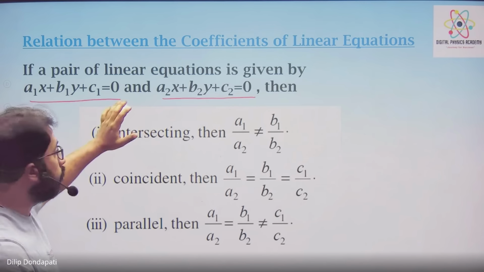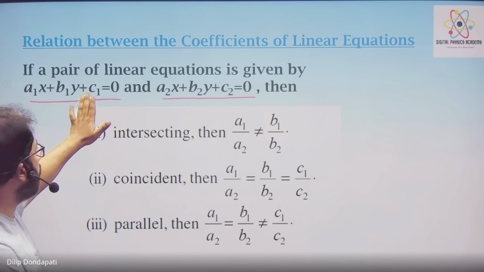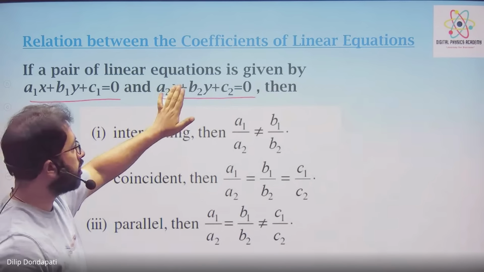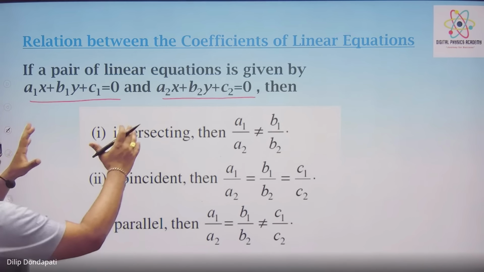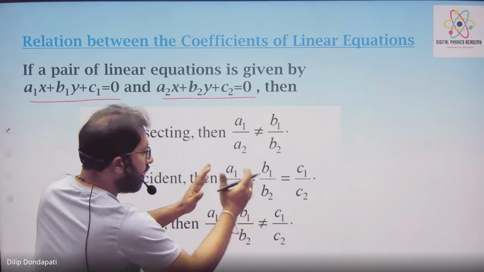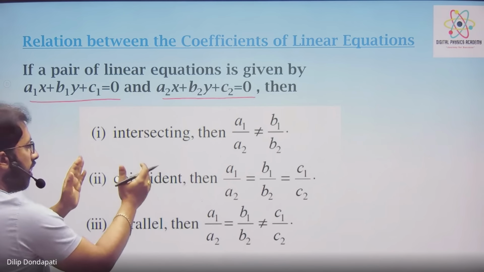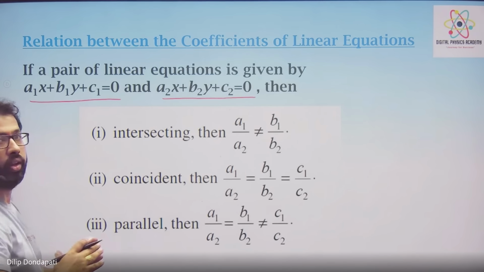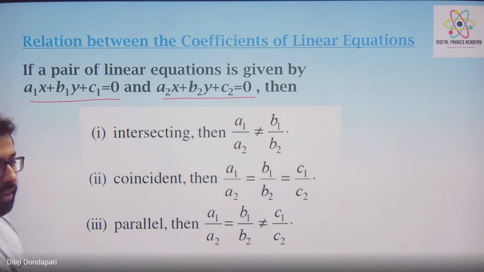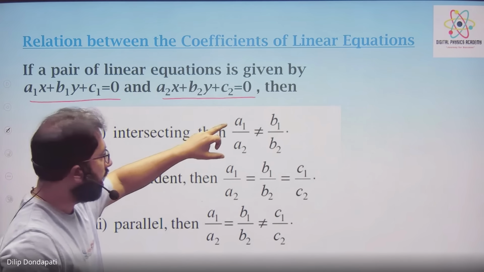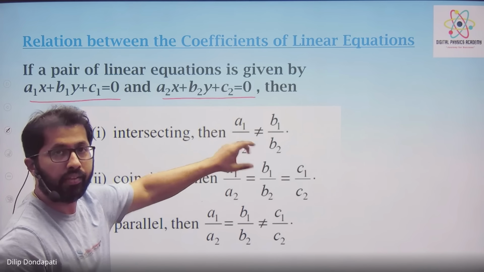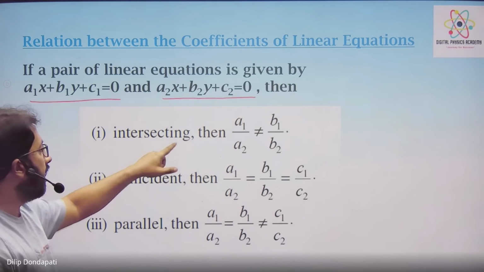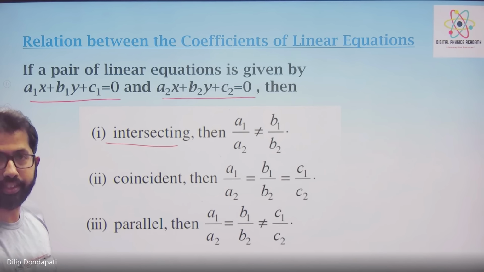So we have two equations, right? A1x plus b1y plus c1 equal 0. A2x plus b2y plus c2 equal 0. These are the two equations, right? So by knowing the relationships, we can tell whether it is intersecting, coinciding, or parallel without drawing the graph. Okay. We will see. If A1 by A2 is not equal to B1 by B2, then we can say it is intersecting. The two graphs are intersecting.